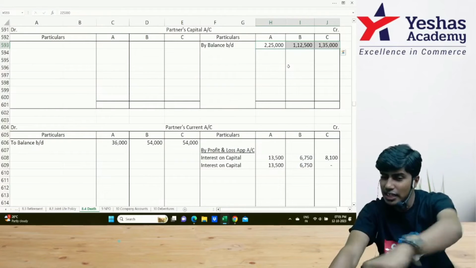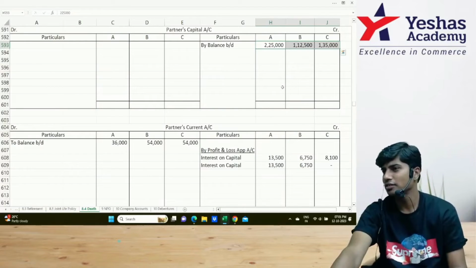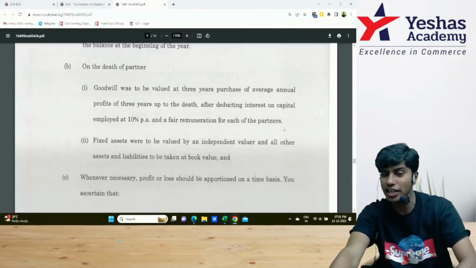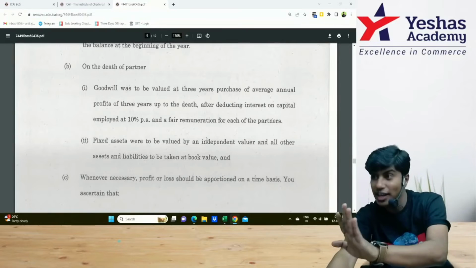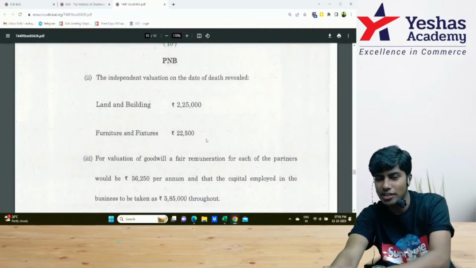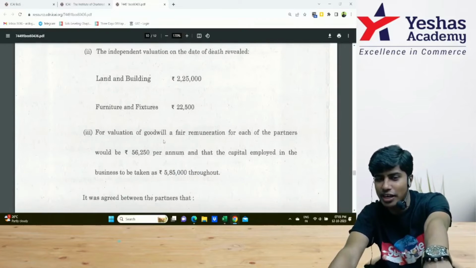4,72,500 or something. That doesn't include current account balances. Are you getting it? That doesn't include several other adjustments. You should not get tricked by it. Why? Wait. They would have given some information about what capital to take. Just quickly look a little further down. Third adjustment.